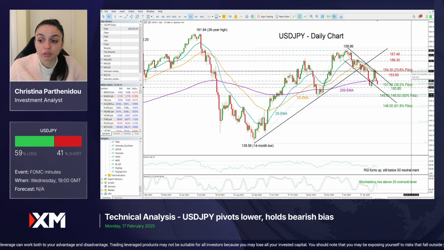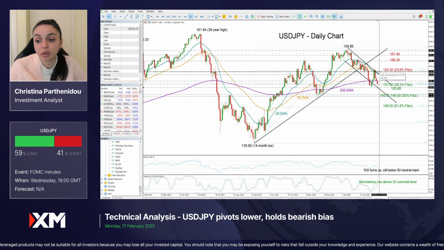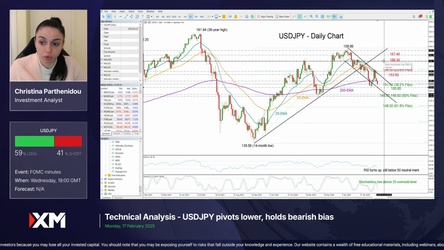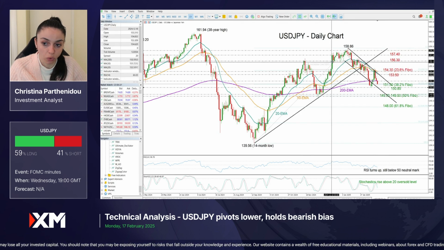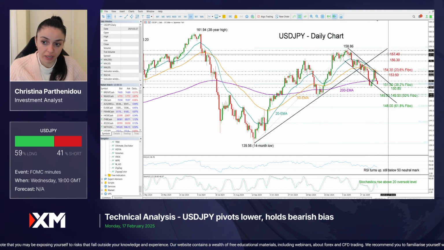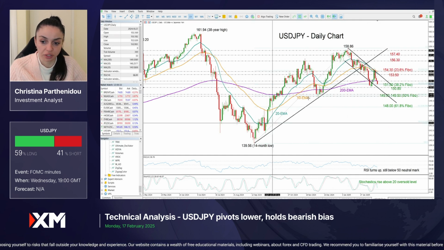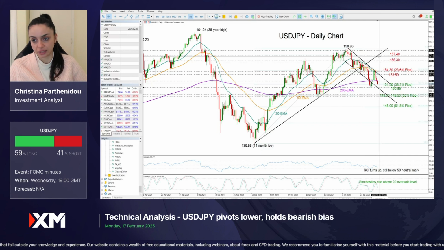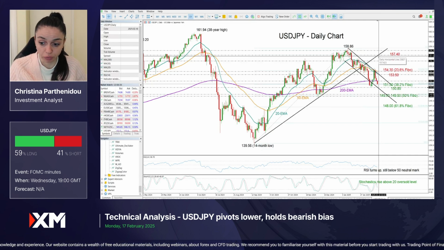The 23.6% Fibonacci mark is adding extra importance to these regions, so a successful penetration higher may stage a fast rally towards the 156.30 territory, where the price paused a couple of times from November onwards. Then above that, there might be another test near this broken support trend line, seen currently near 157.40.